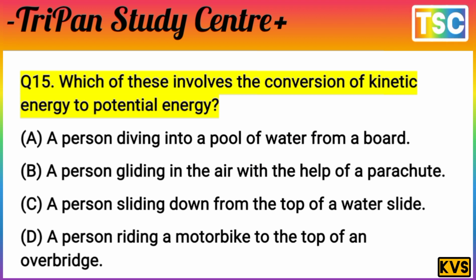Option A, a person diving into the pool of water from a board. Option B here, a person gliding in the air with the help of a parachute. And option C, a person sliding down from the top of a water slide. Option D, a person riding a motorbike to the top on the overbridge.